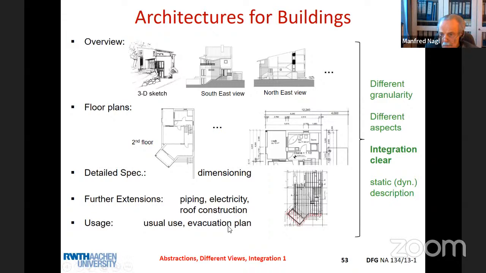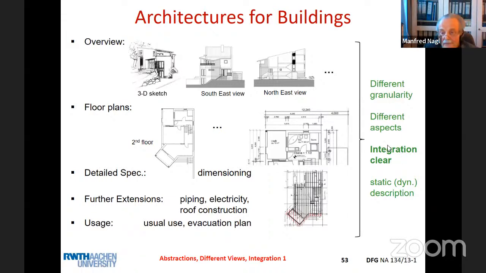fire, for example. So what we see is we have different granularities from sketches to details. We have different aspects, as here the floor plan or the outside structure. We have the extensions. We think about static use and we think about dynamic use of the building. Okay, and for any architect in the world, these different plans are completely clear. That we miss in software engineering.